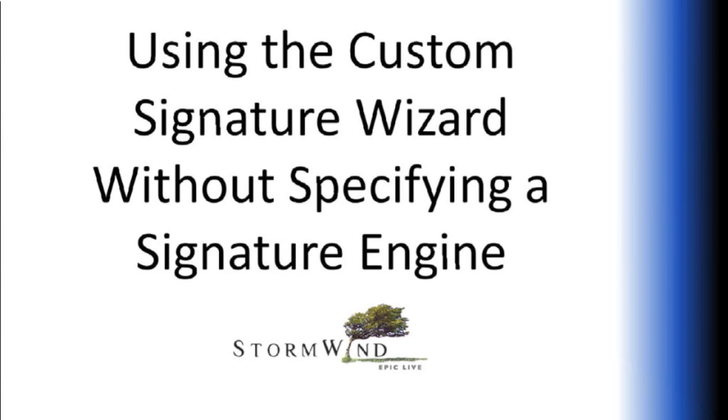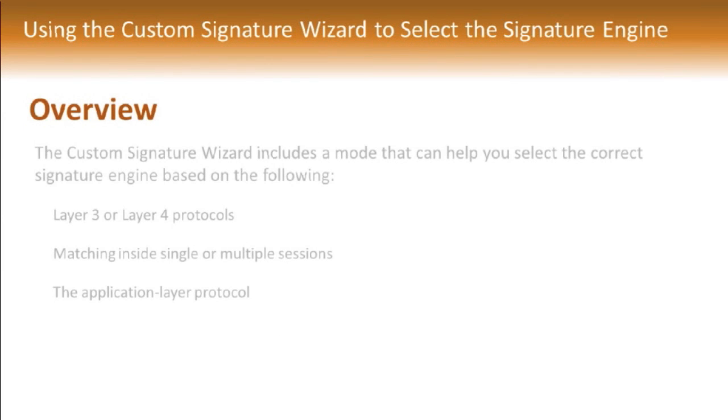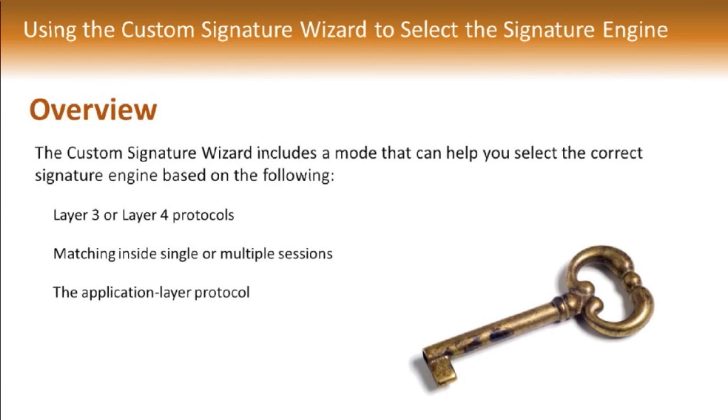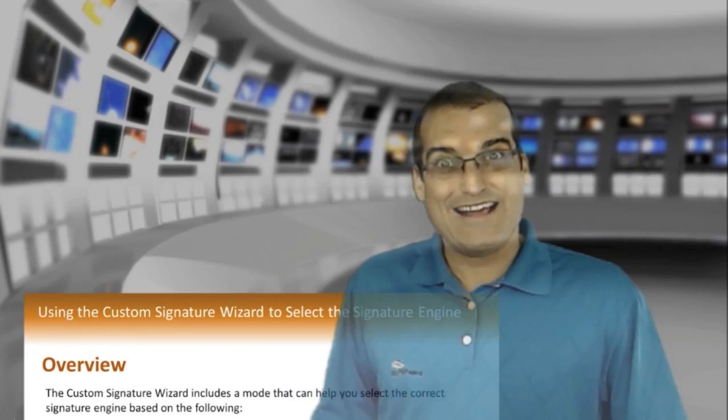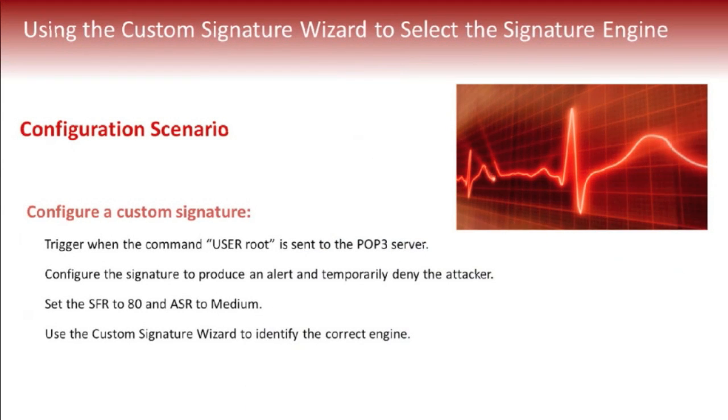Now, what if you didn't specify a signature engine? Well, the wizard will help you. It'll say, all right, well, I'm going to quiz you a little bit, and then I'll go ahead and select the appropriate signature engine for you. So now we're really leaning on the custom wizard in order to help us. Let me show you a quick example of this.